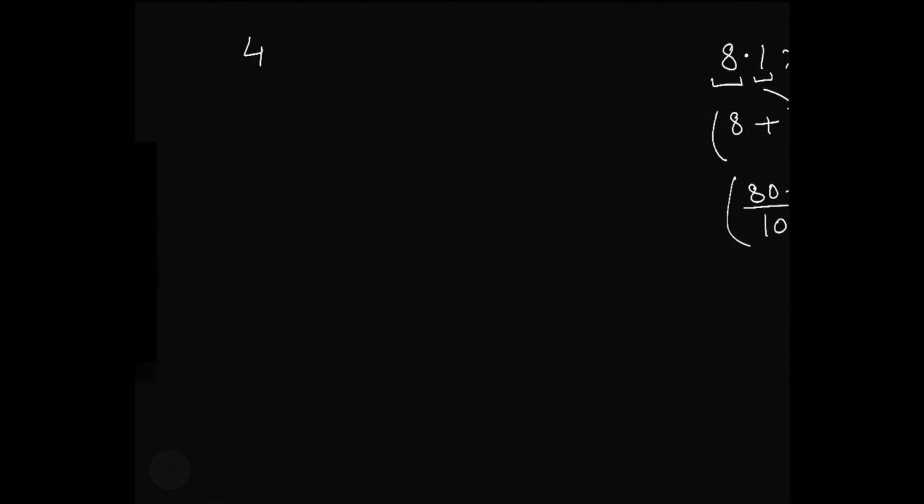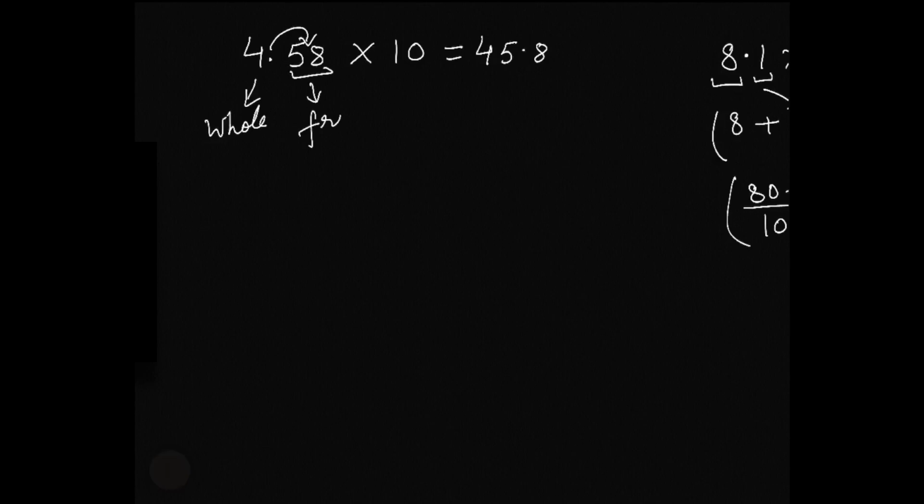which is 4.58 into 10. Now again, if we go by the shortcut, count the number of zeros and shift the decimal towards the right. So you get the direct answer 45.8, right? Because the decimal will shift one place. But now let's learn the logic. Here in 4.58, 4 is the whole part, right? And this is the fractional part.